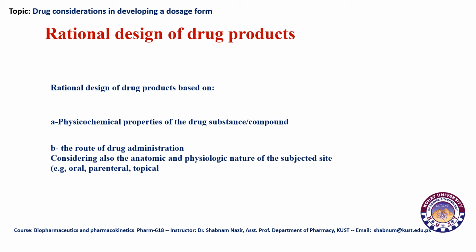Because remember that with the change in selection of route of administration, the choice of excipients must change, because the subjected sites where the drug would be absorbed are changing. Their physiology and anatomy is continuously changing. Skin is not the same as the gastrointestinal tract. Gastrointestinal tract is not the same as when an artery, vein, or muscle gets involved.